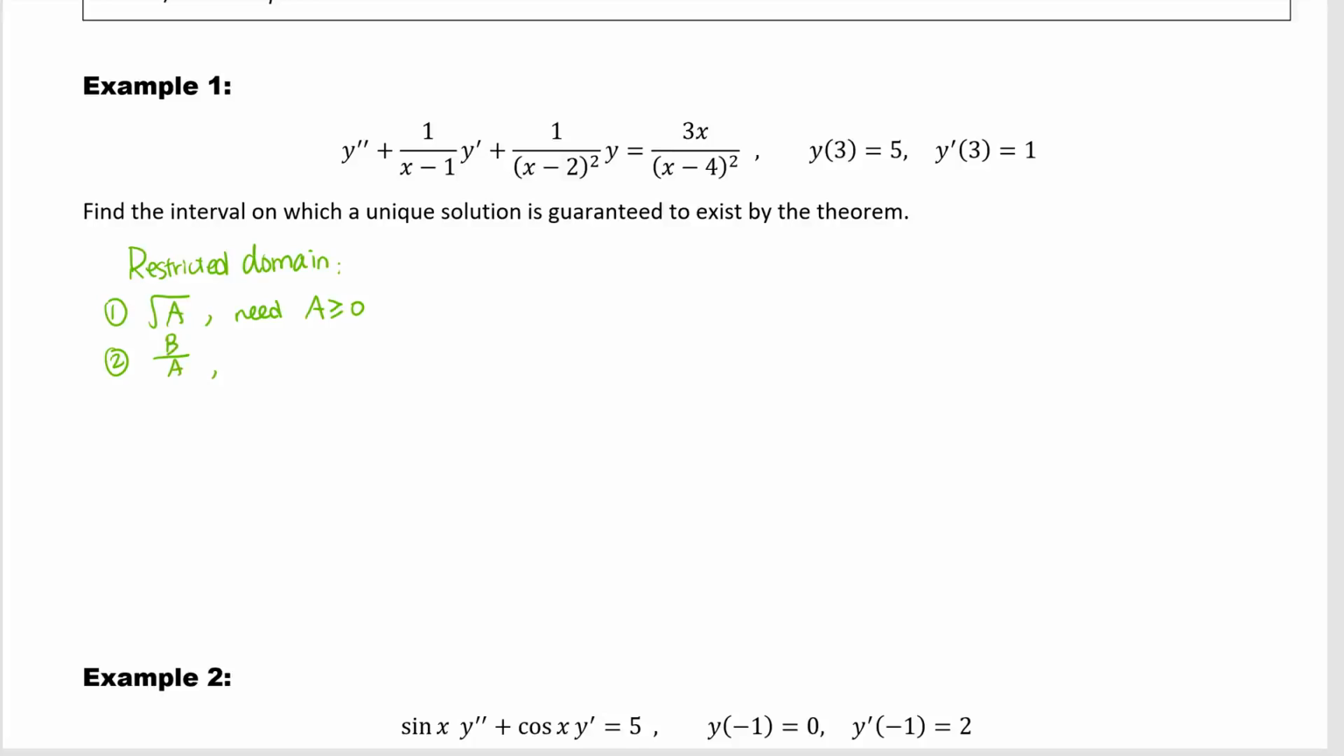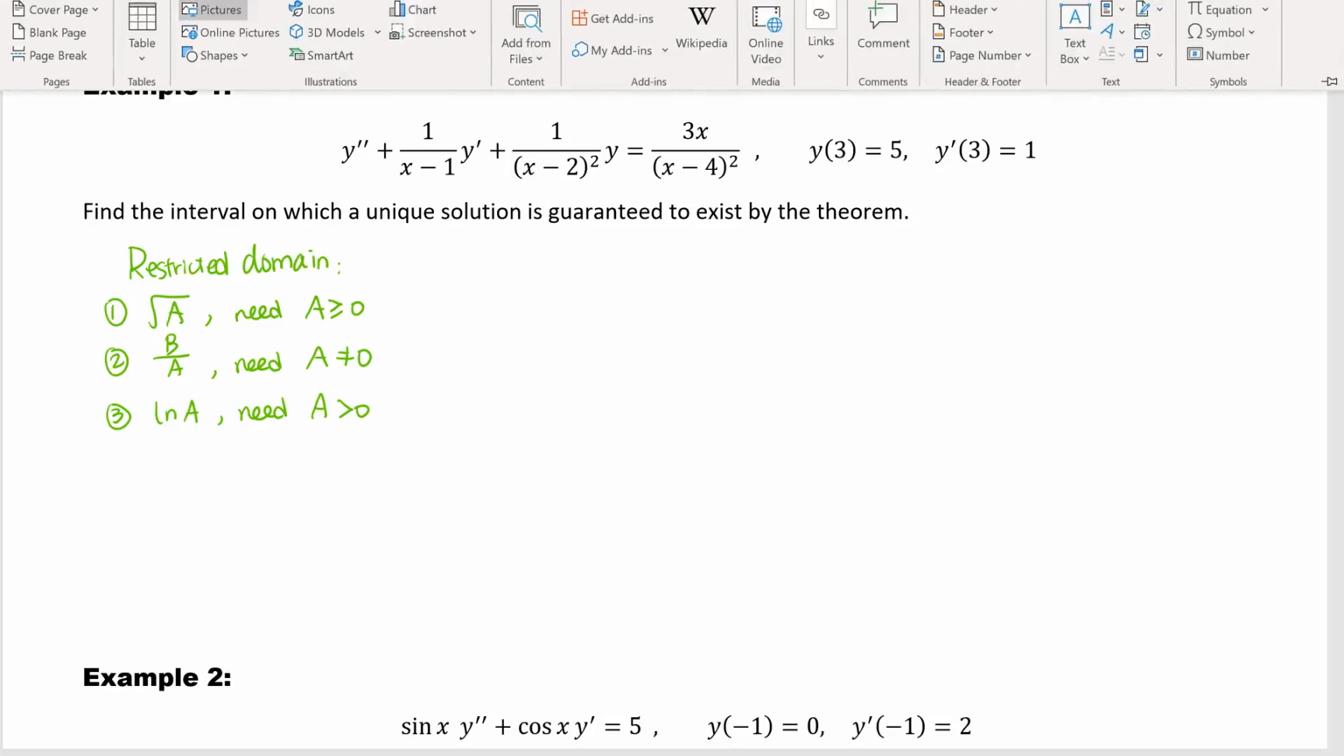Second, what is second? Fraction. What do we need? We need the things in the denominator not equal to 0. And the last one, we have natural log. And what do we need? We need the argument to be positive. All right. Okay, and then let's look at this problem.